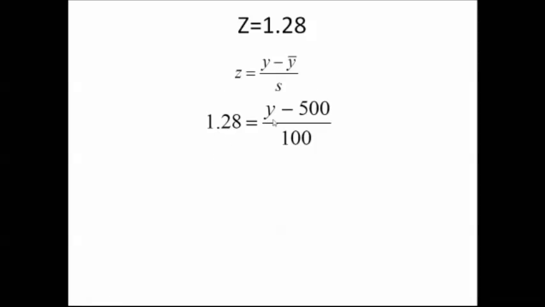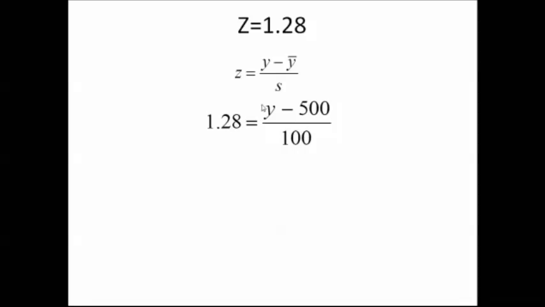So 1.28 equals y minus 500 divided by 100. So this y here is our solution. This is the SAT score that would separate the top 10%. So we have to solve for y. It's going to require a little bit of algebra, basic algebra, to get y alone.